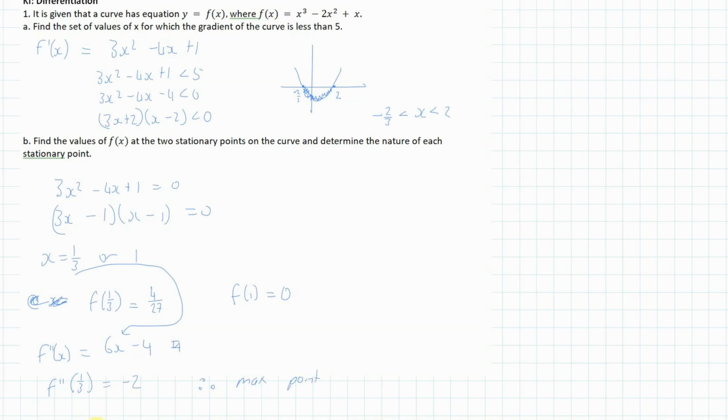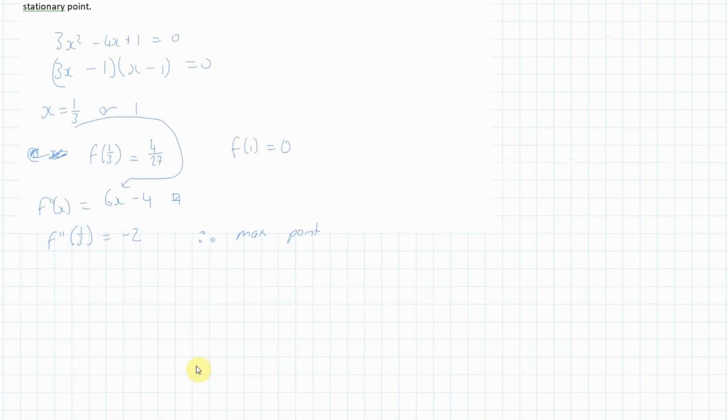And then I guess we'll do the same with this one here. So f double prime of 1 equals, so 6 take away 4 is 2, therefore that one is our minimum point. And there we go, we're done.